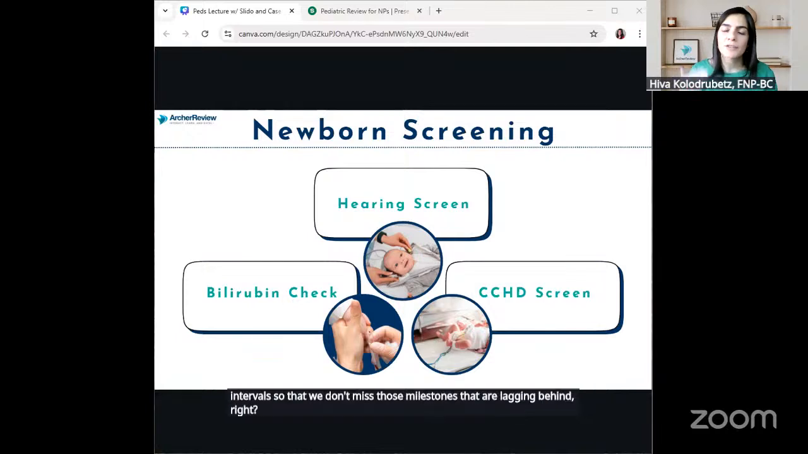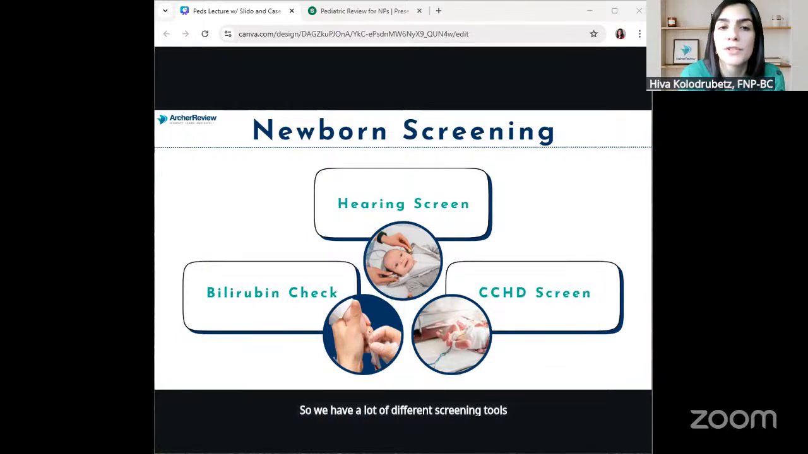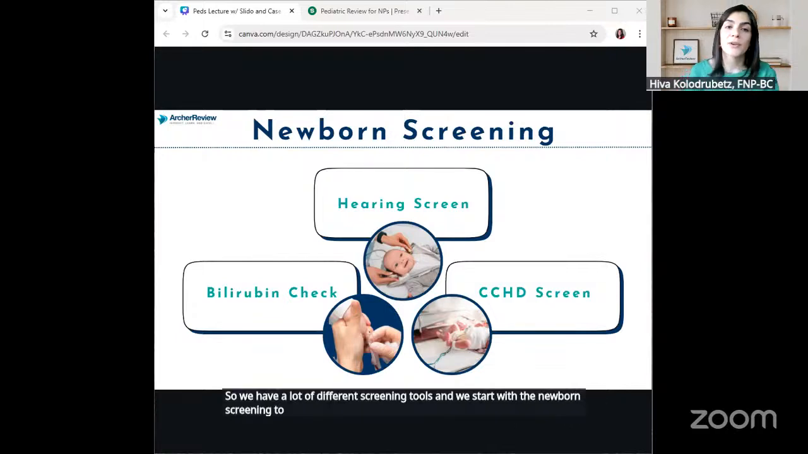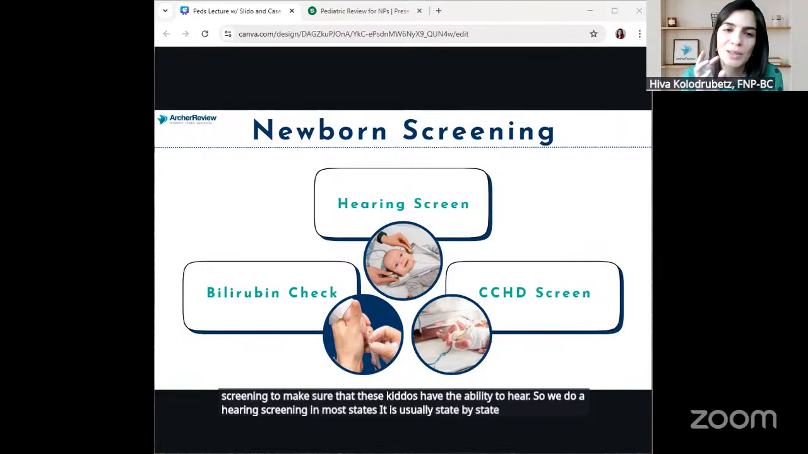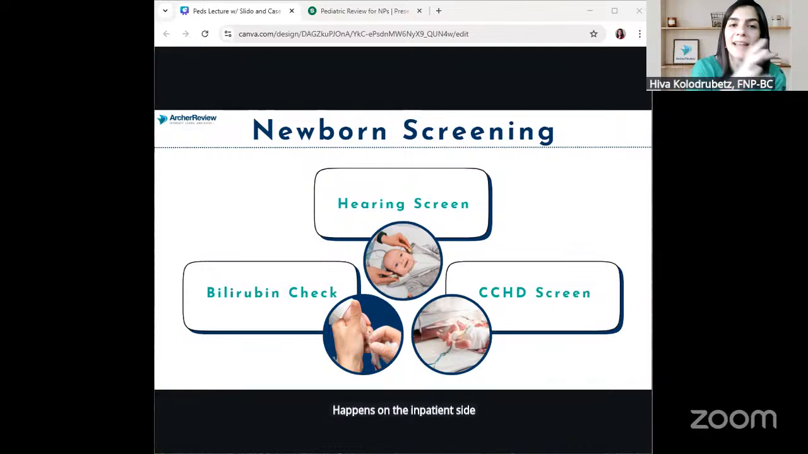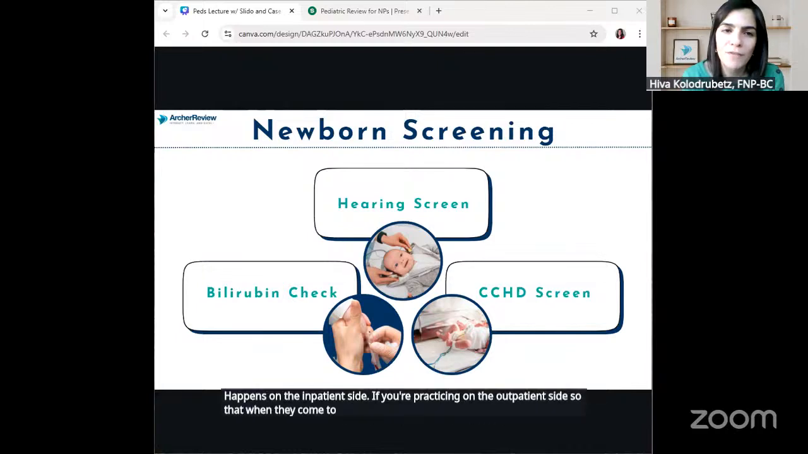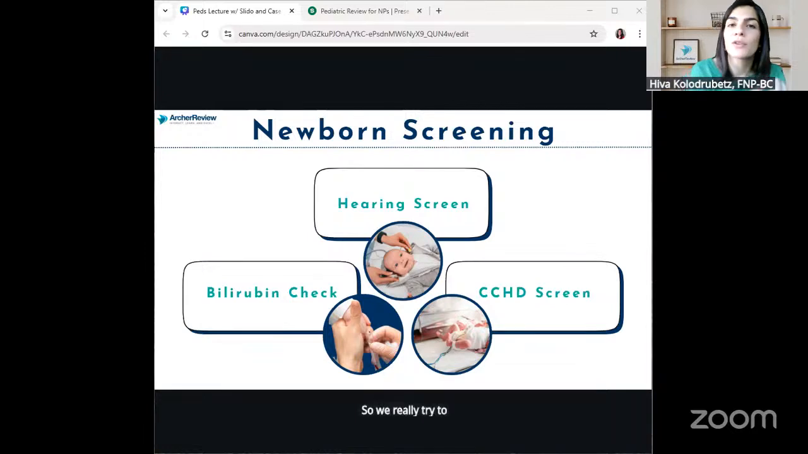So we have a lot of different screening tools, and we start with the newborn screening to make sure that these kiddos have the ability to hear. So we do a hearing screening in most states. It is usually state by state, but these are usually the global things that we do across all the states. And you'll have to look at your state when you're practicing to see what happens on the inpatient side, if you're practicing on the outpatient side, so that when they come to you for those newborn visits, you know what's already been done in the hospital and you know what you need to do as well. So we really try to do this pretty early on to make sure that we are supporting this child's development.